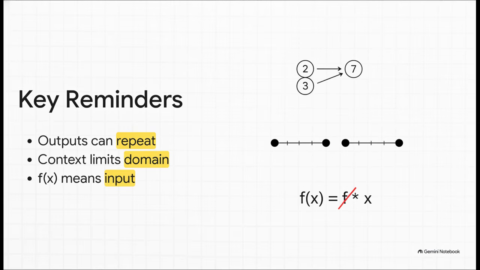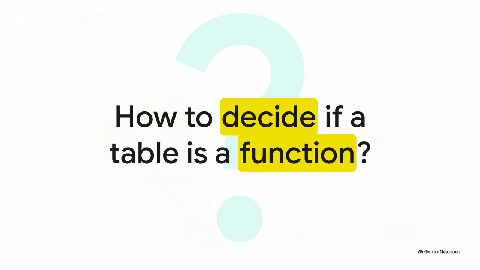And finally, those parentheses in f of x, they represent the input of the function. They absolutely do not mean f multiplied by x. Given a new table of input-output pairs, how would you decide whether it is a function and what are its domain and range?